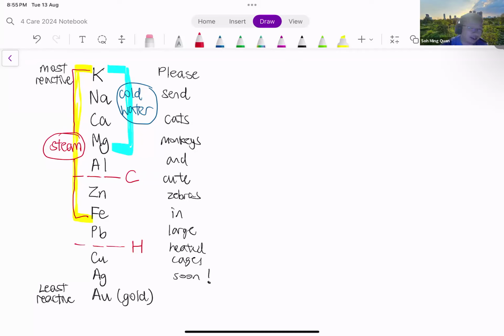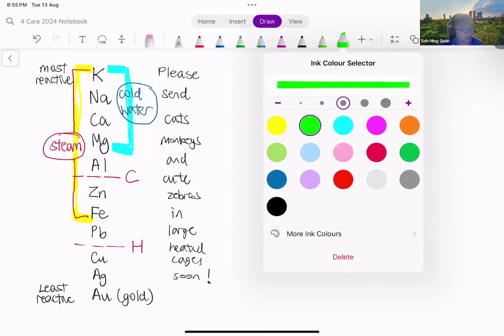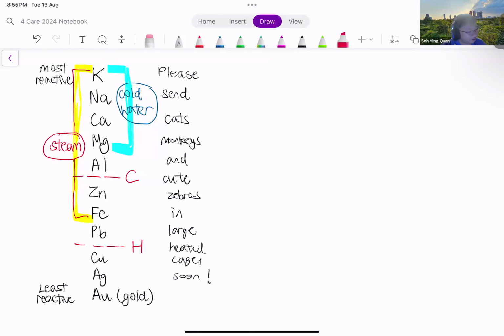And finally, take a different highlighter. Everything up to lead will react with acids. You need to know which metals react with what first and foremost before you delve into each equation to learn how they react.